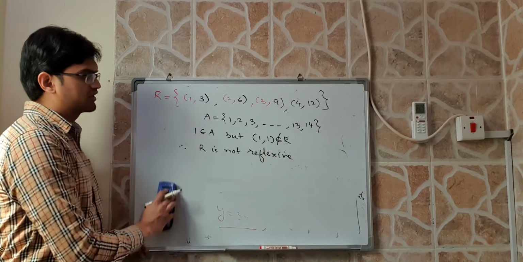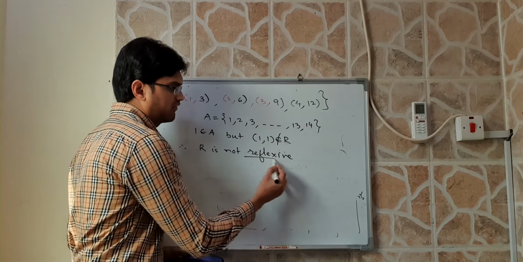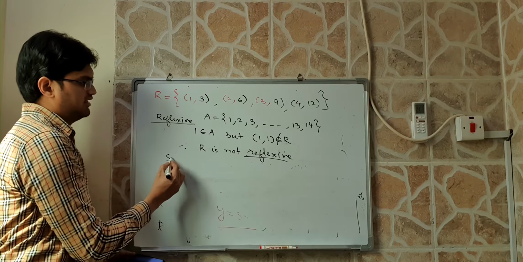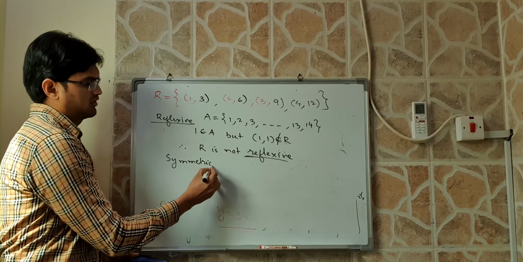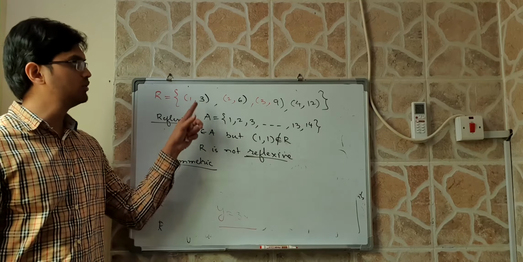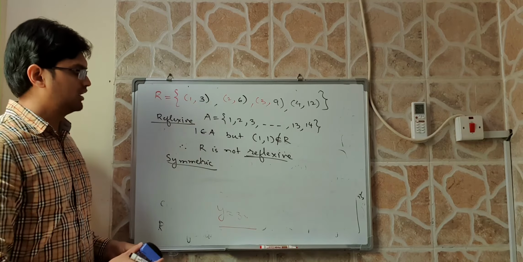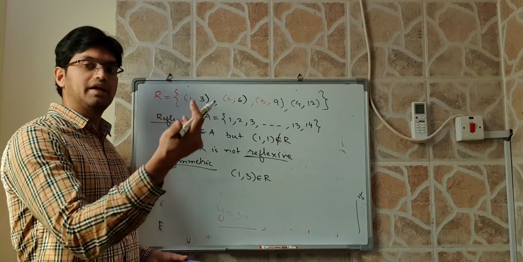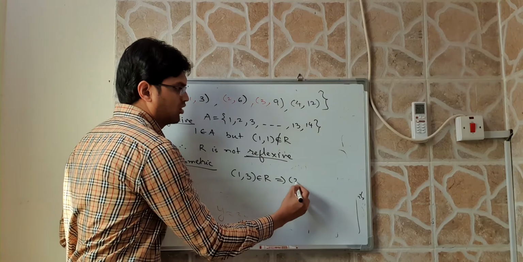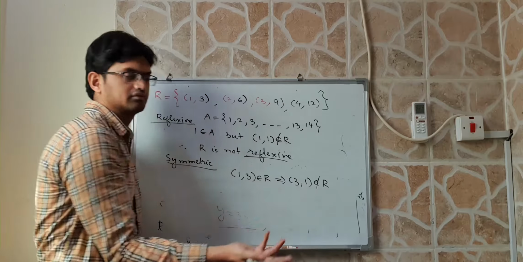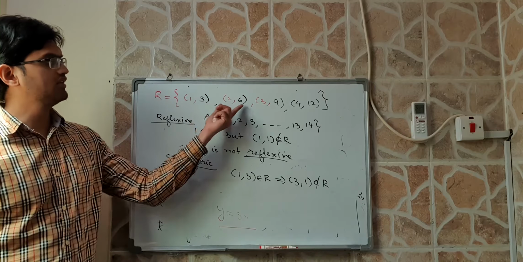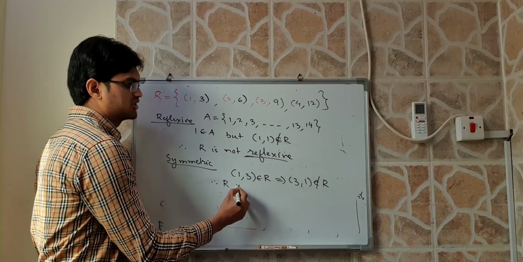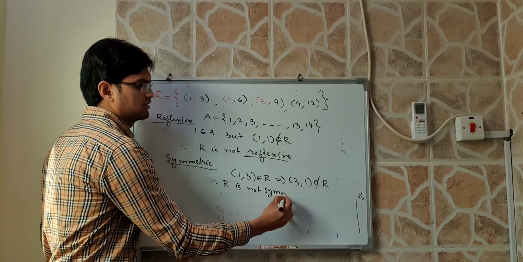Now I am checking symmetric. For symmetric, as I already told you, you have to go to the relation R. I'll take (1, 3) belonging to R. If I interchange it, (3, 1) does not belong to R. You can see (3, 1) is there in R or not? No. Therefore, R is not symmetric.